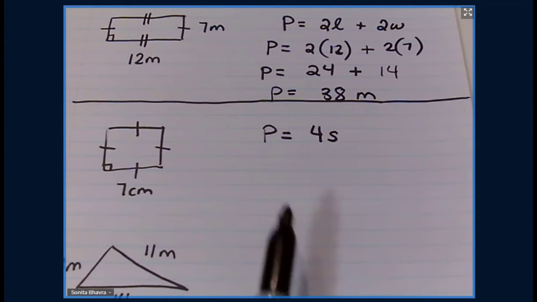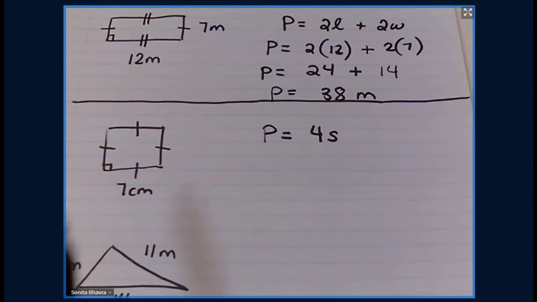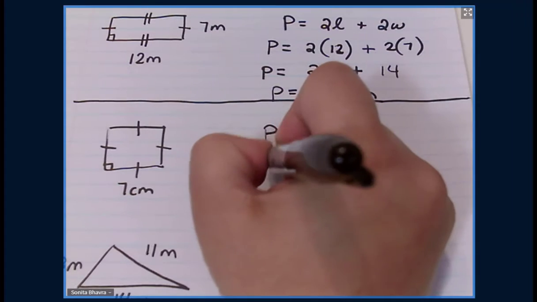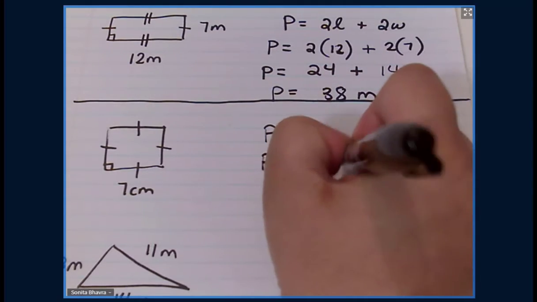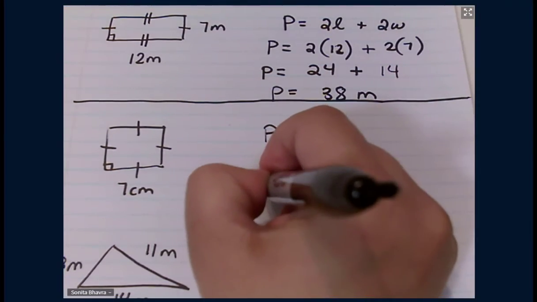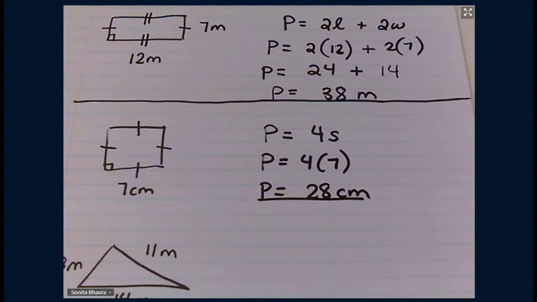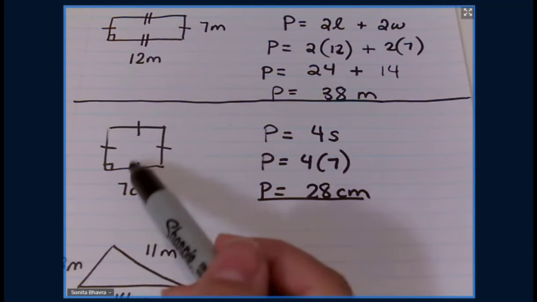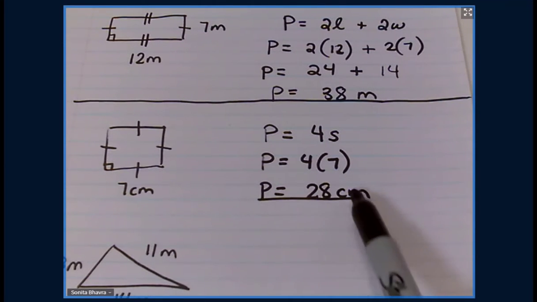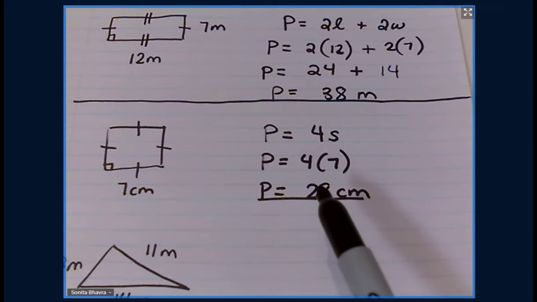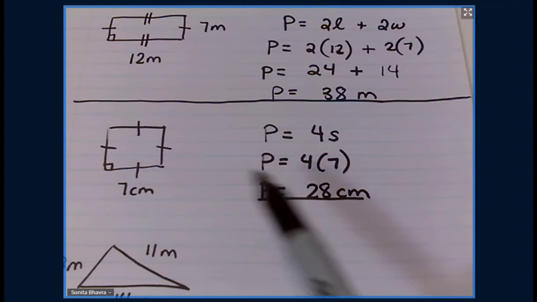All right, so the formula for it is just 4 times S. The side is 7 centimeters long. So perimeter, therefore, is equal to 4 times 7, which gives me 28 centimeters. All right, if you had added 7 plus 7 plus 7 plus 7, you would still get 28 centimeters. But because it's a square and we know all 4 sides are going to be the same, the formula for it is just 4 times S. Just multiply 4 times 7, which gives me the 28 centimeters.